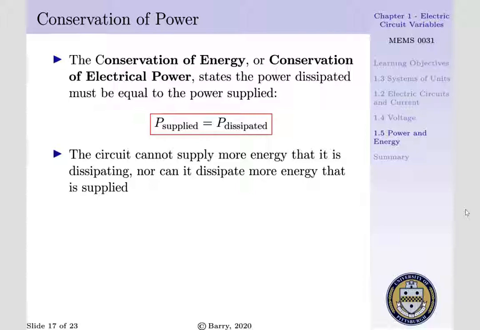We can neither create nor destroy our charge carriers, and our voltage potentials must balance within our circuit. That is, our circuit cannot supply more energy than is being dissipated, nor can we dissipate more energy than what is being supplied.